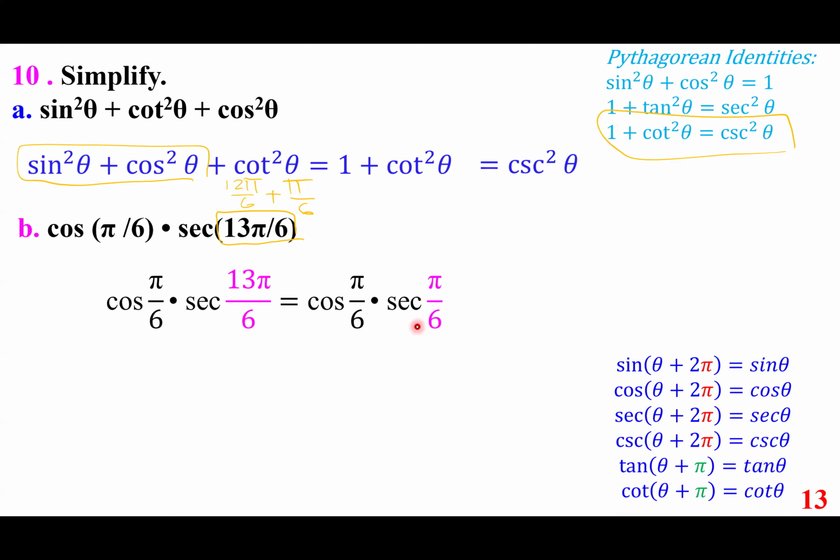As you know, secant is 1 over cosine. So divide by cosine pi over 6 or times 1 over cosine. They cancel each other. They give us 1. So the final answer is 1.